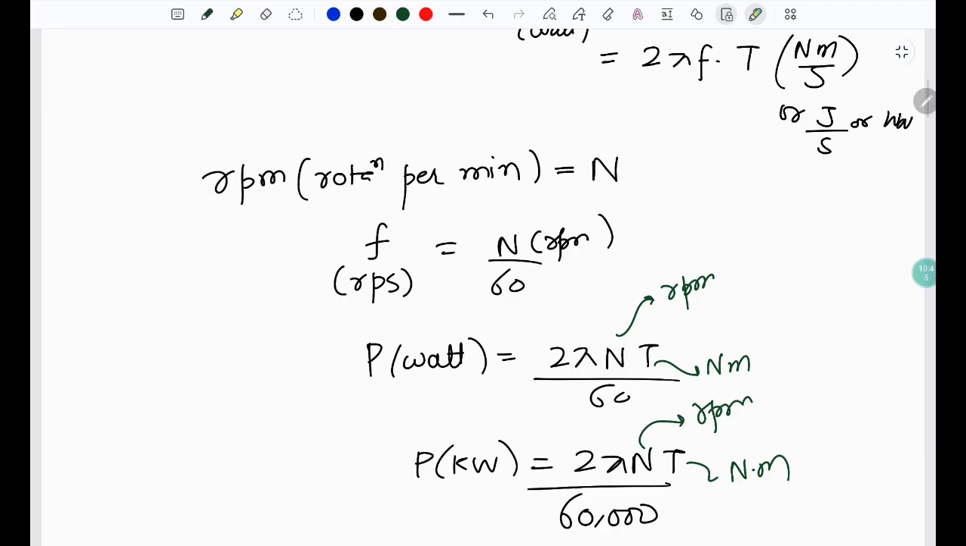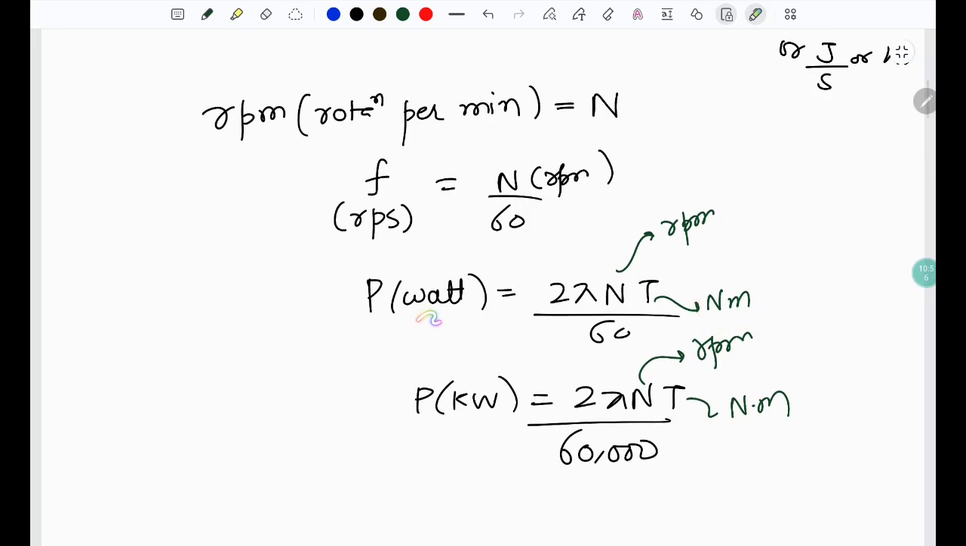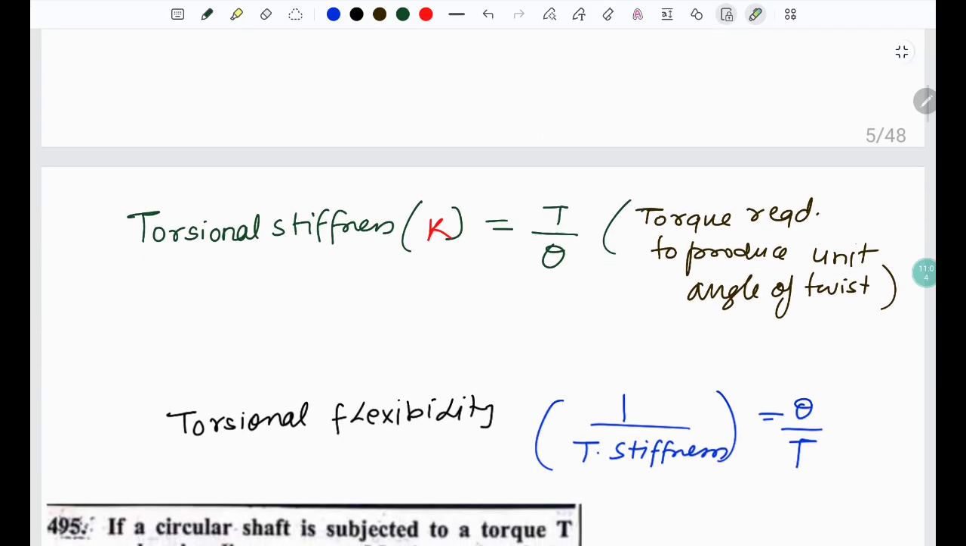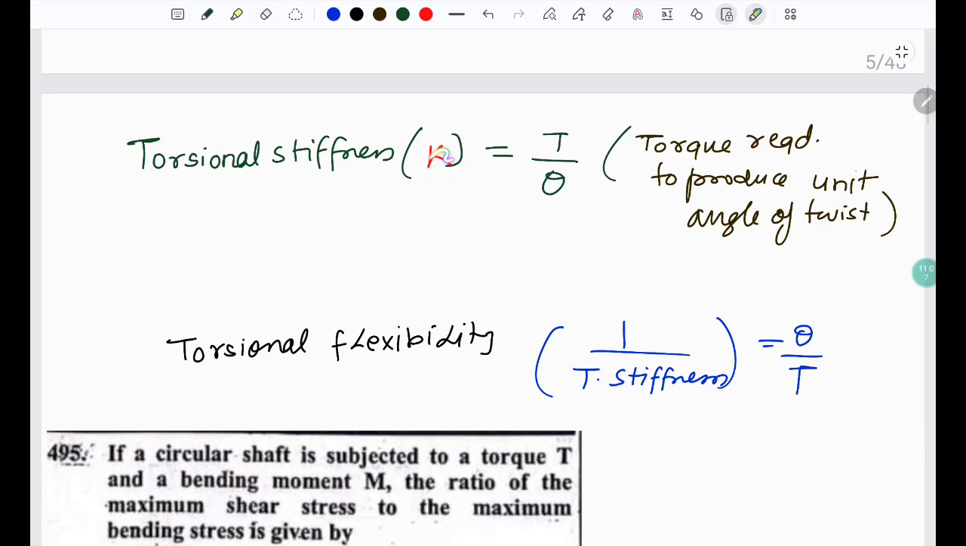So in the formula of power, we can write 2 pi nT by 60, where it is important to know that n is in revolutions per minute and T is in Newton meter, and this is in watts. Therefore in kilowatts, this is an important formula. Power is taken as 2 pi nT over 60,000. Then we have the torsional stiffness. It is shown by K, which equals T by theta, where torsional stiffness is defined as the torque required to produce a unit angle of twist. Similarly, we have torsional flexibility, which is just the inverse of torsional stiffness, which we can write as theta by T.